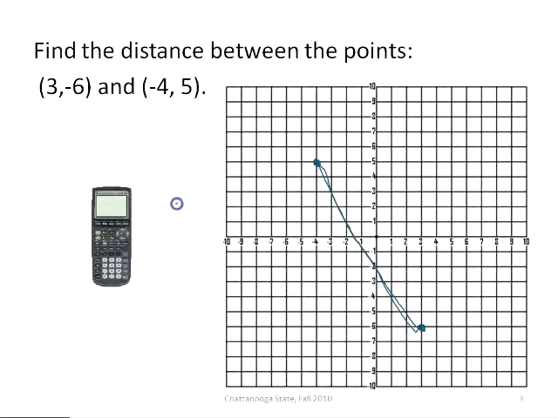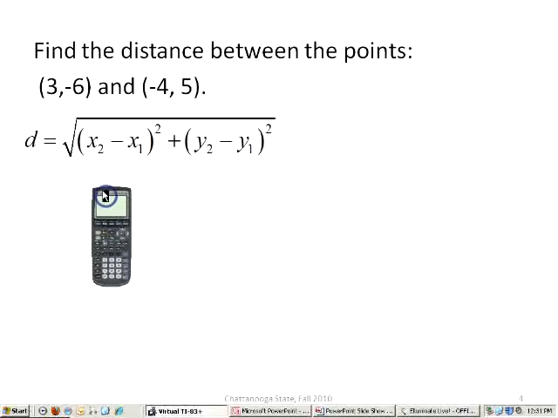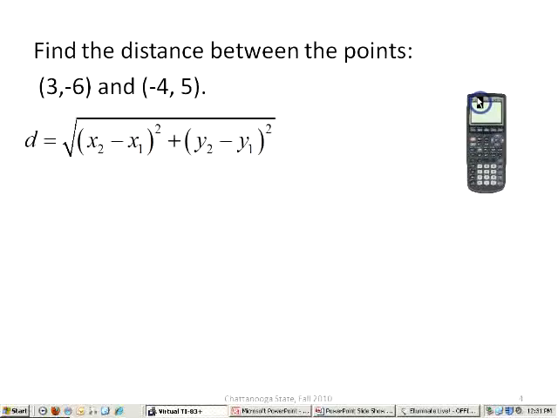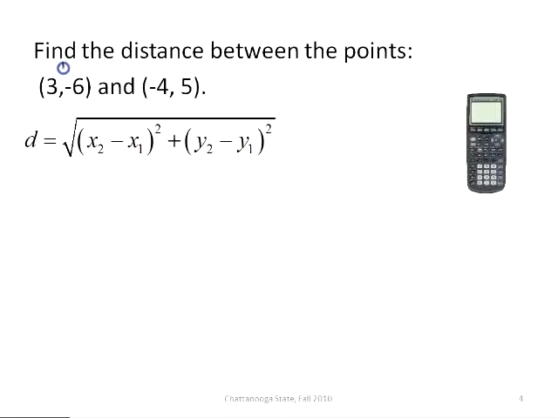So let's go on to the formula. I'm going to refer to the point 3, negative 6 as my first point, and the negative 4, 5 as my second point. So that means my second x is the negative 4, and the first x is the positive 3. So that tells me my distance is going to equal the square root. All this stuff goes under the square root symbol.